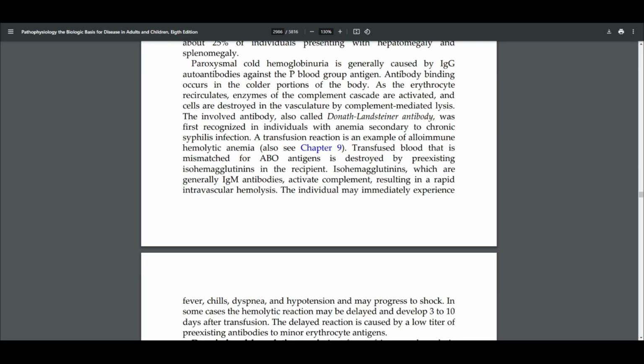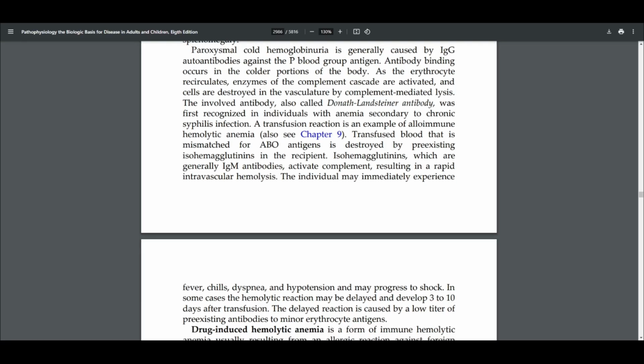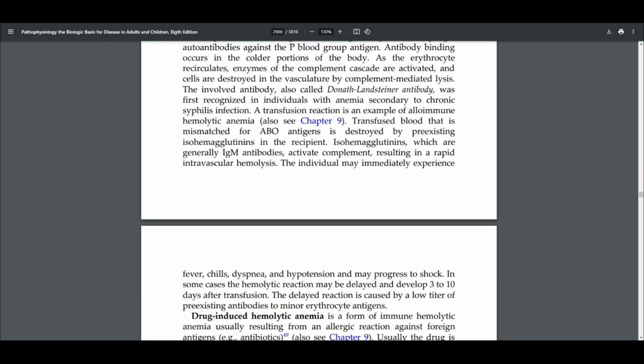Paroxysmal cold hemoglobinuria is generally caused by IgG autoantibodies against the P blood group antigen. Antibody binding occurs in the colder portion of the body. As the erythrocyte recirculates, enzymes of the complement cascade are activated, and the cells are destroyed in the vasculature by complement-mediated lysis. The involved antibody, also called the Donath-Landsteiner antibody, was first recognized in individuals with anemia secondary to chronic syphilis infections.